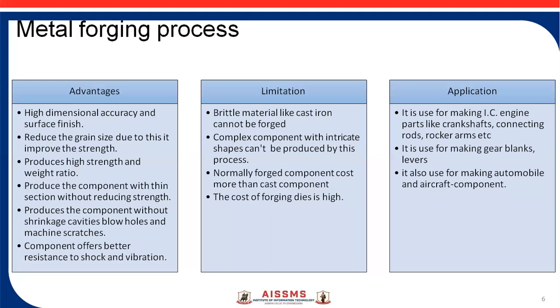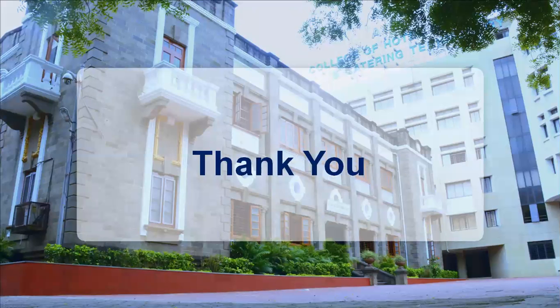Next is application. It is used for making IC engine parts like crankshafts, connecting rods, rocker arms, etc. It is also used for making gear blanks. It is generally used to manufacture different types of gears and levers, and for making automobile and aircraft components also. And this is the metal forging advantages and disadvantages.